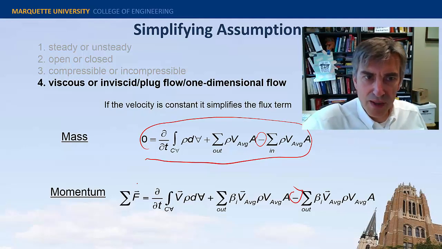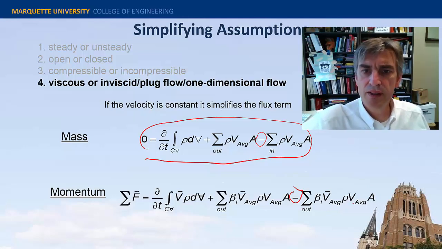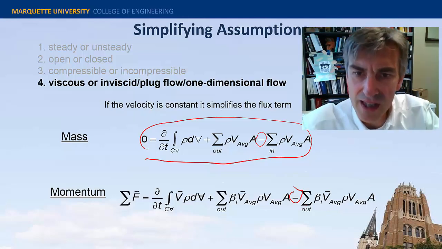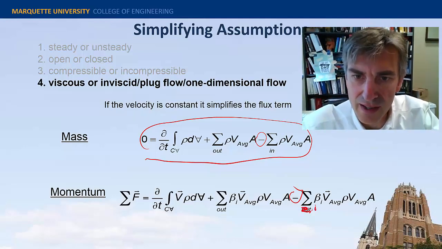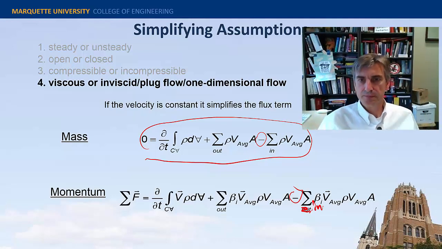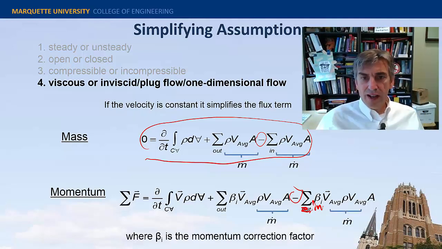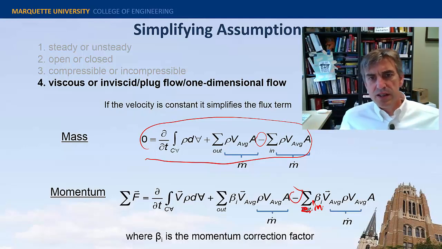Here's the conservation of momentum. The left-hand side is the sum of the forces, body and surface forces. Here's our time rate of change of momentum in the control volume, and then we sum up all of the ins and outs. Boy, that should be out, right? Sorry, that should be in right there. All right, so you see it written like this.